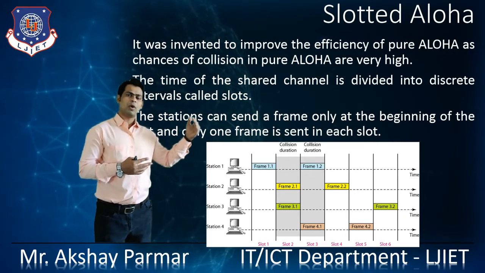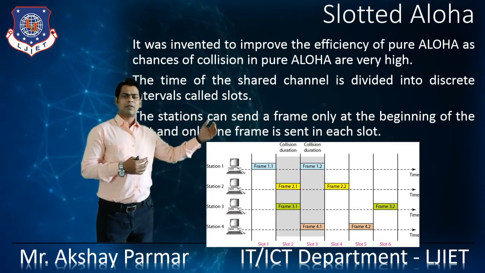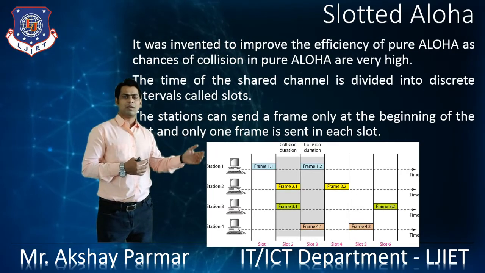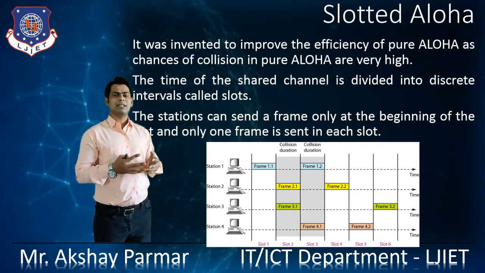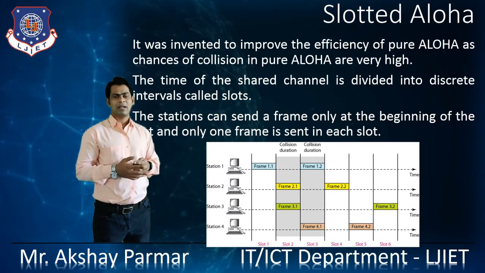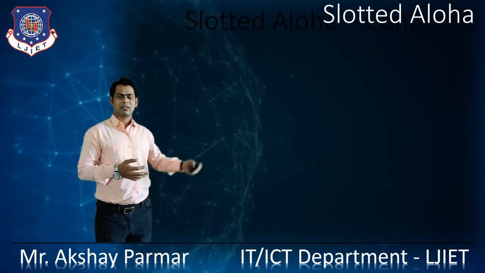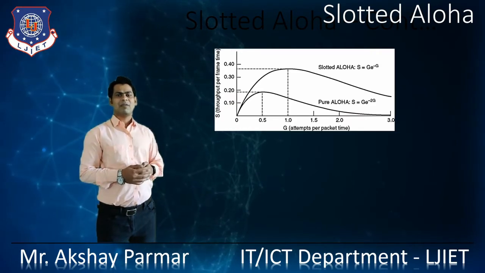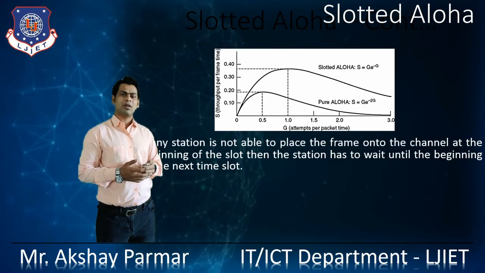Likewise, frame 1.2 and frame 4.1 are here in the same slot, right? So we can say that they have also collided, so we can simply discard that and retransmit that slot, right? This is the diagram of the throughput of the slotted Aloha and the pure Aloha.